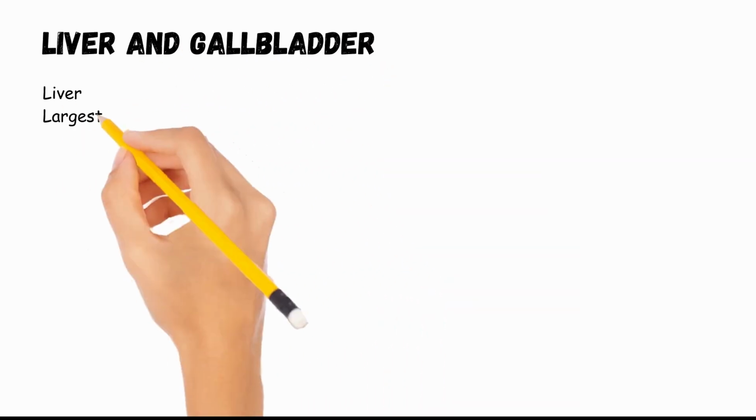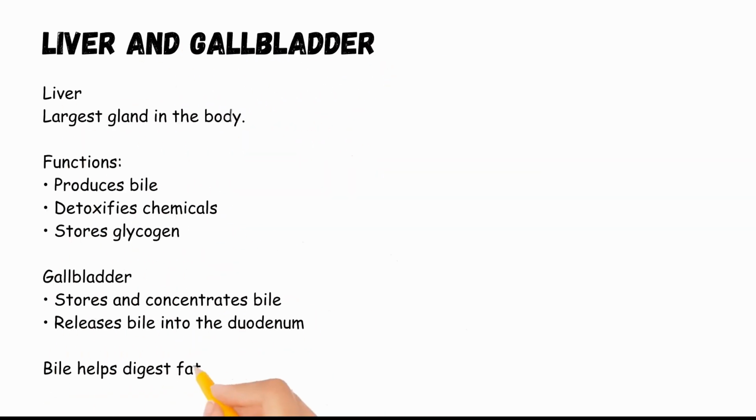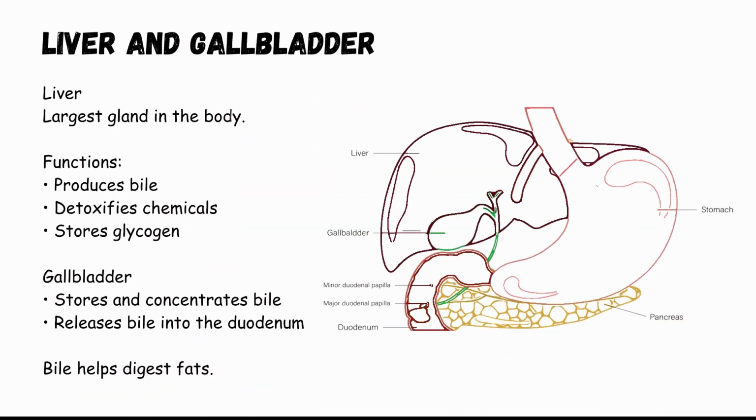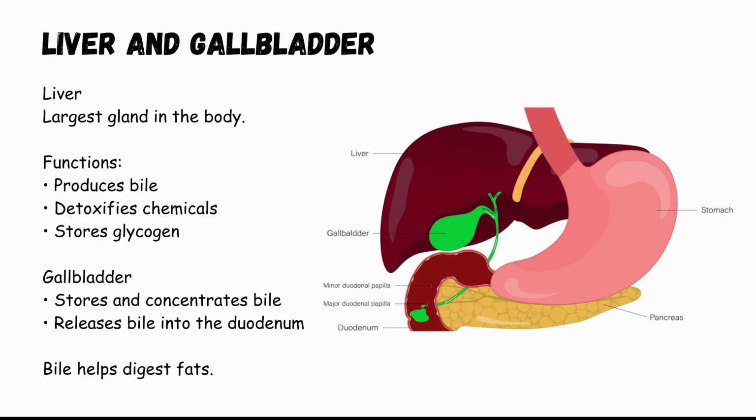The liver is the largest gland in the human body. It performs numerous functions, but one of its primary roles in digestion is the production of bile. Bile helps break down fats through a process known as emulsification, which divides large fat droplets into smaller droplets. This makes it easier for digestive enzymes to act on fats.